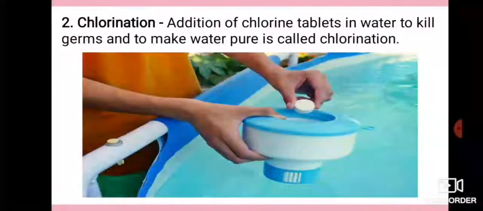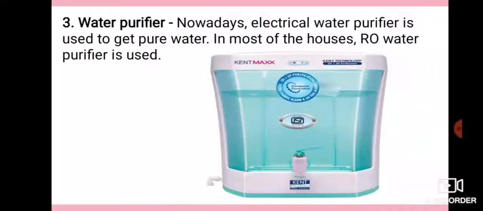Now the second method is chlorination. In chlorination, we use tablets which are called chlorine tablets. These chlorine tablets help in killing the germs present in water. And the third step is a water purifier. Nowadays we all have a water purifier at home, that is an RO system, reverse osmosis. In this, the water is purified by machines which are added in this kind of purifier. So this is the third way.